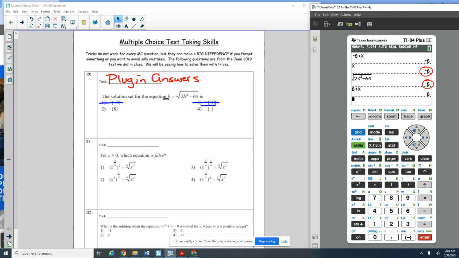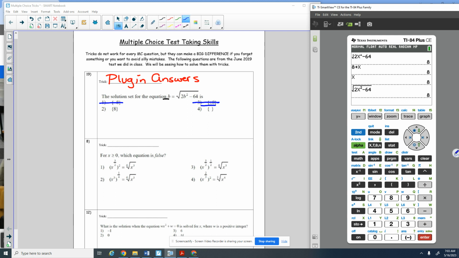So I'm storing 8 as x. I can go back up and highlight what I've already typed in. I'm going to erase this, so this is off here. So we're typing in x, and the second side of my equation is that. And now we see that the two sides, x and the square root of 2x squared minus 64, are equal. They're both equal to 8. So 8 is an answer.